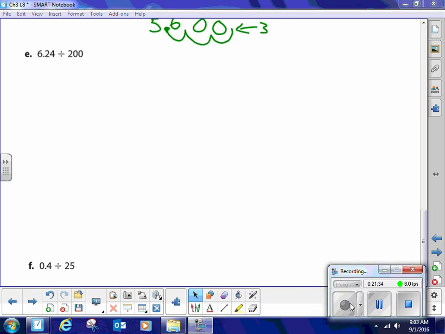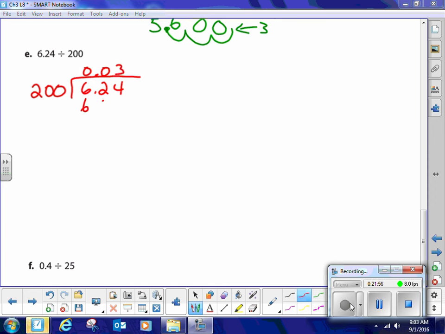Okay, so our last two is E and F. We got 6.24 divided by 200. So you got 200 divided into 6.24. Right, just bring the decimal up. 200 cannot go into 6. 200 cannot go into 62, but 200 can go into 624. 3 times 600.